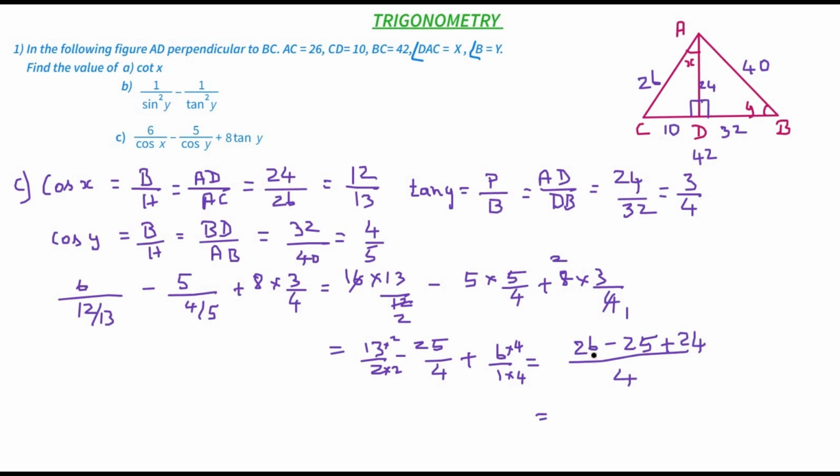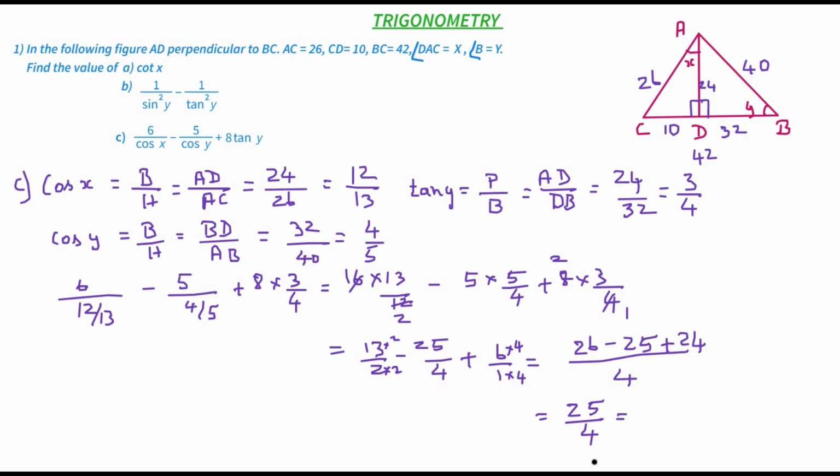Now how will we solve it? 26 minus 25, what do we get? 1, right? It is plus 1. And then plus 1 plus 24, it will become 25. So our answer is 25 by 4. You can either leave this as such or convert this into a mixed fraction.